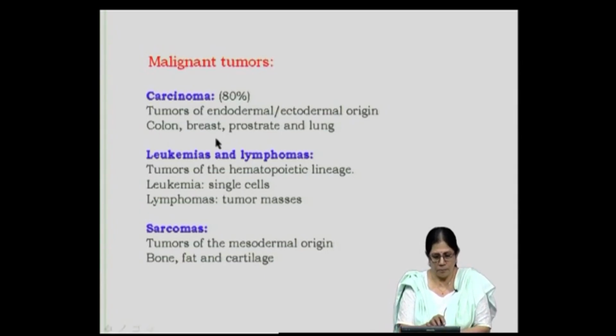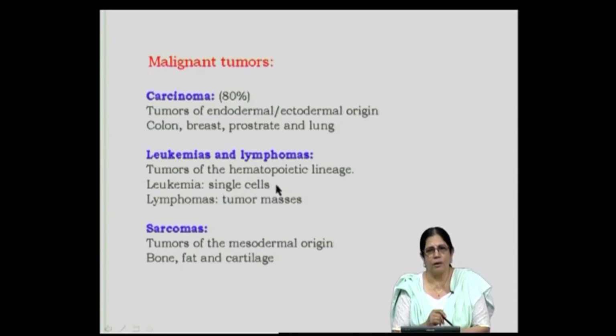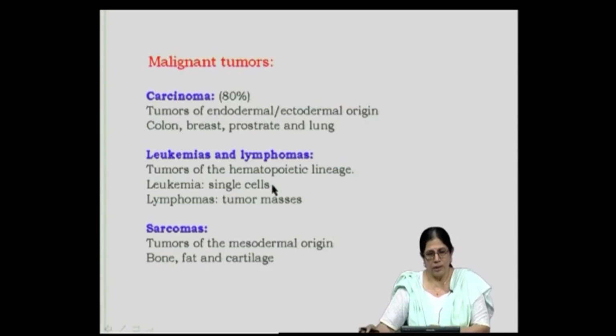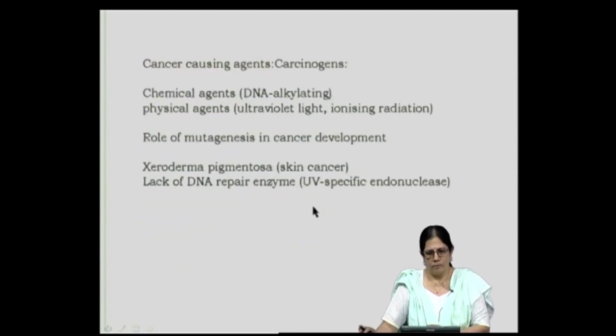Examples: colon, breast, prostate and lung cancers. Leukemias and lymphomas. Now, leukemias are single cell cancers which are formed as single cells, whereas lymphomas form tumor masses. Sarcomas are tumors of the bone, fat and cartilage, and they are quite rare. Now, I said carcinomas form 80% of all tumors, leukemias and lymphomas are about 10 to 12%, and sarcomas are much lower.